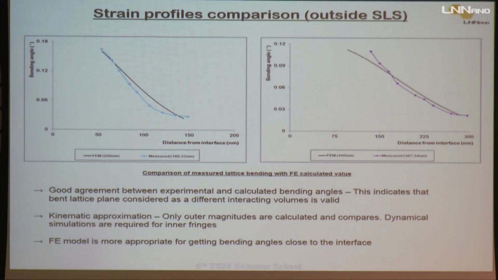First I compare the lattice plane bending. The black line is the strain result that I obtained from finite element modeling, and the blue line is from the experimental CBED analysis, and there is a very good agreement between them. So this clearly shows that my assumption, lattice plane bending, is valid enough.